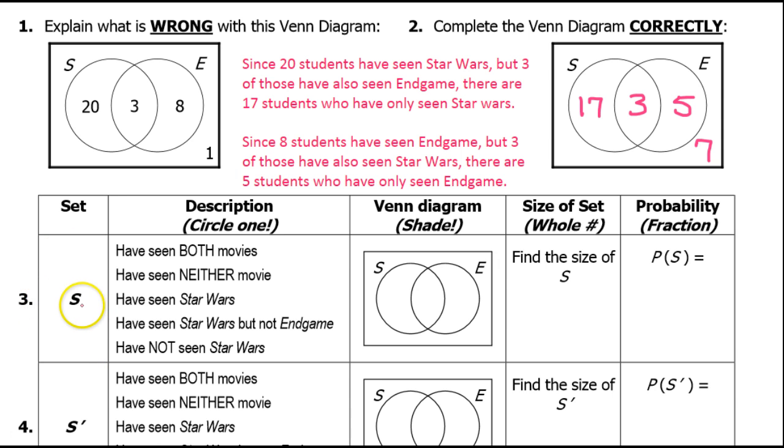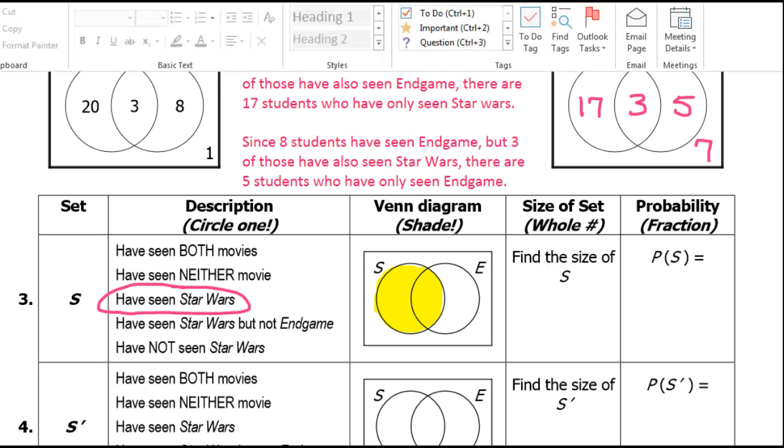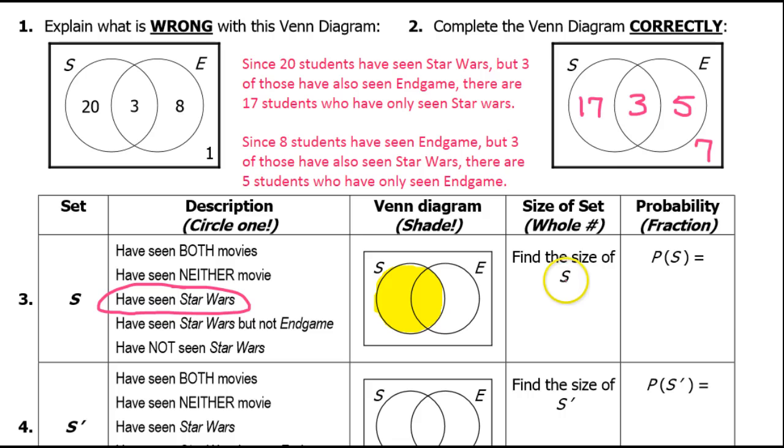Okay, for problem number 3, set S represents students who have seen Star Wars. So we will circle that. So as far as the Venn diagram goes, set S is everything inside of this circle. All right, now the size of set S, which is just a whole number, is going to be 20. All right, the 17 and the 3, so that'll be 20.